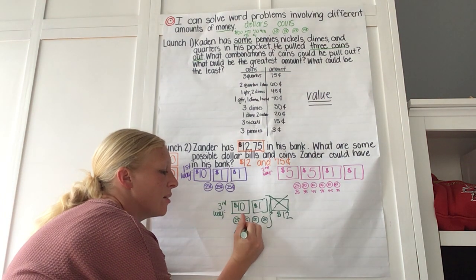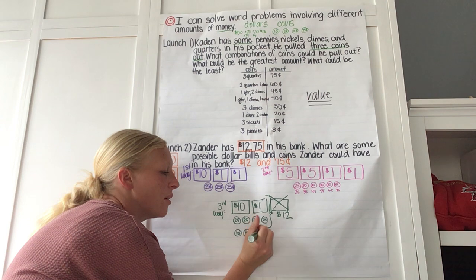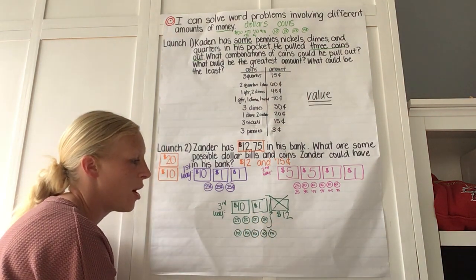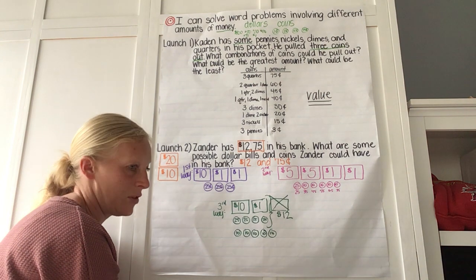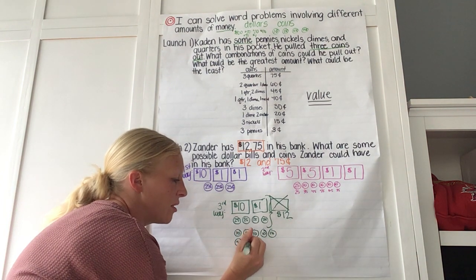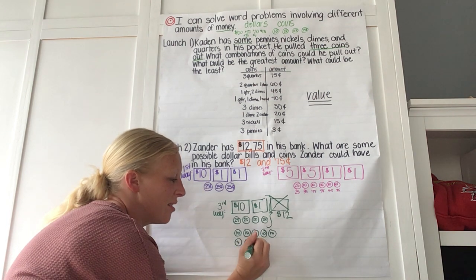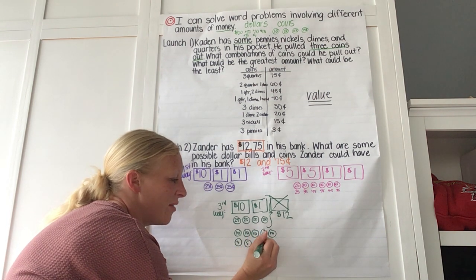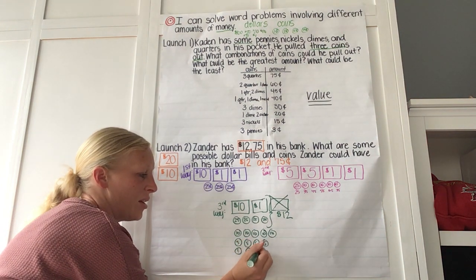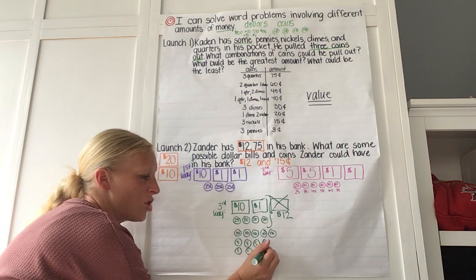Okay. You also had 5 dimes. Okay, and then what? 50. Oh, you have lots of coins. 55, 60, 65, 70. Oh my goodness, then you had 5 pennies. You used a little bit of everything, didn't you?